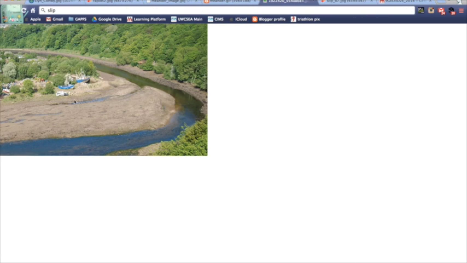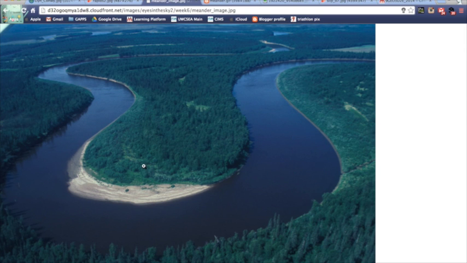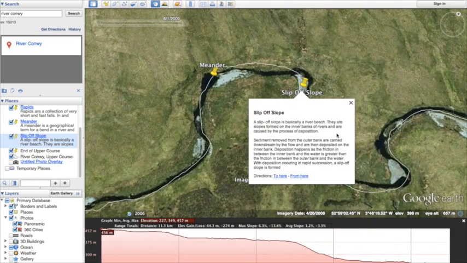So yeah, this is how it looks, just showing you again. And you could even see one in the picture of a meander that I showed you, which is right here. So as I was saying, it looks a bit like a beach.